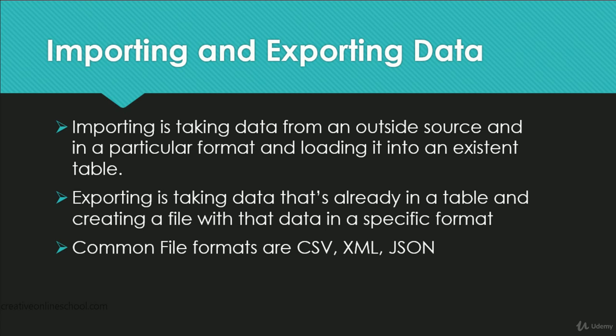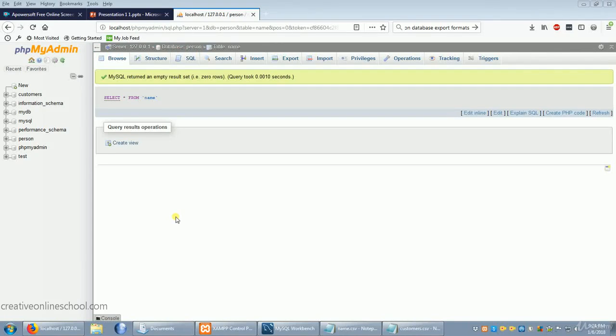Importing is taking data from an outside source and in a particular format and loading it into an existent table. Exporting is taking data that's already in a table and creating a file with that data in a specific format. The most common file formats are called CSV, XML, and JSON. CSV stands for comma separated value, and it's the most commonly used, and it's what we'll be using in this video. So let's get right to it.